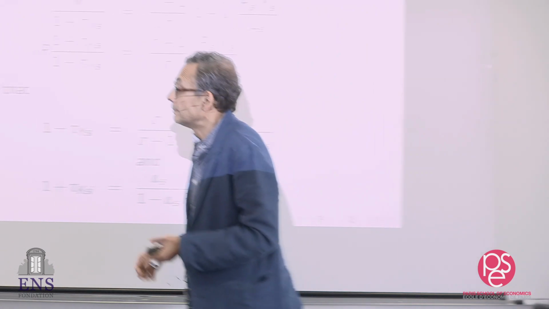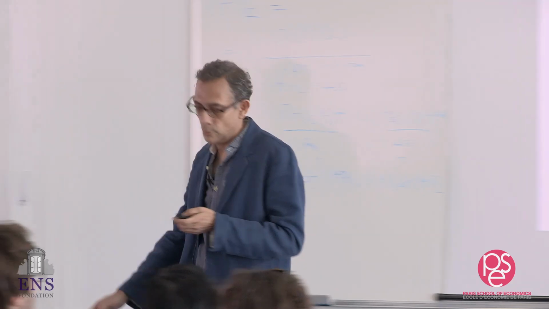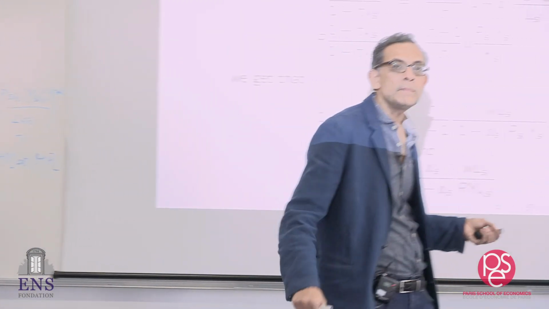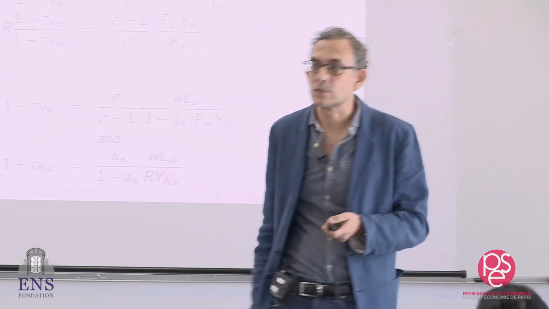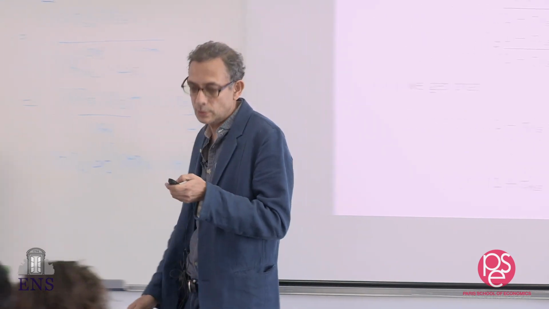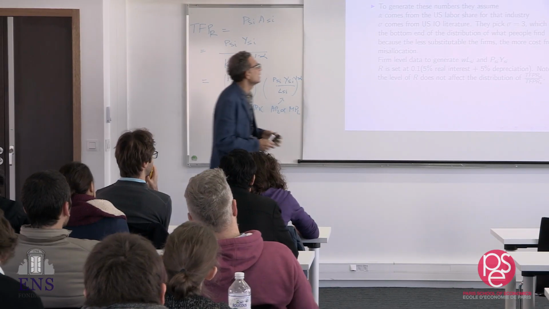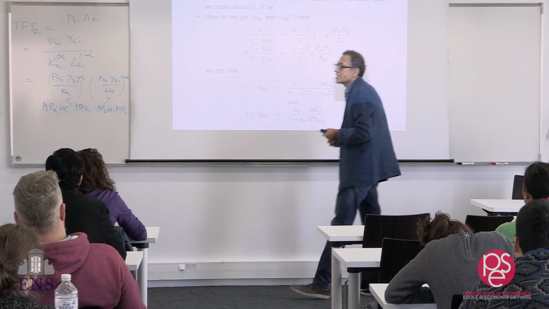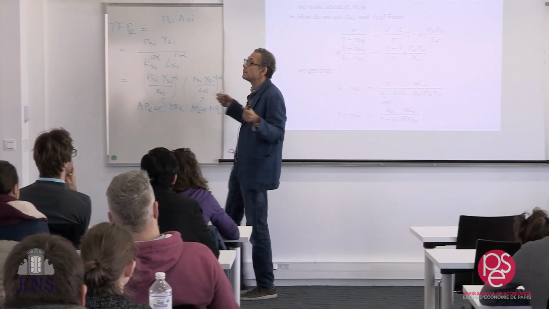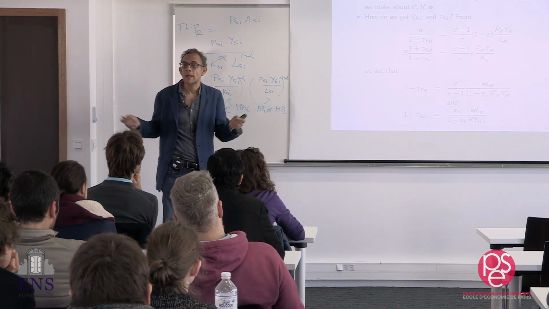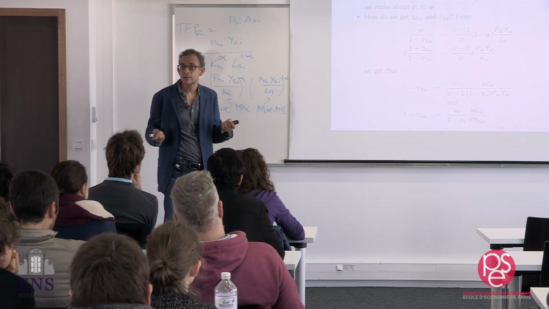What do they do? Well, they do something which is common in the literature, which is say, let's assume that these numbers are the same in all industries, and we just put some numbers in it, and then we do some sensitivity analysis. They set sigma to be 3. What is sigma? Sigma is the elasticity of substitution between these goods. So there are different goods here. There are different types of steel or something. This is the elasticity of substitution.